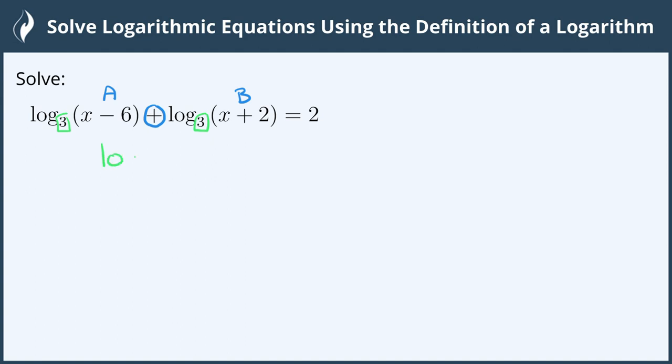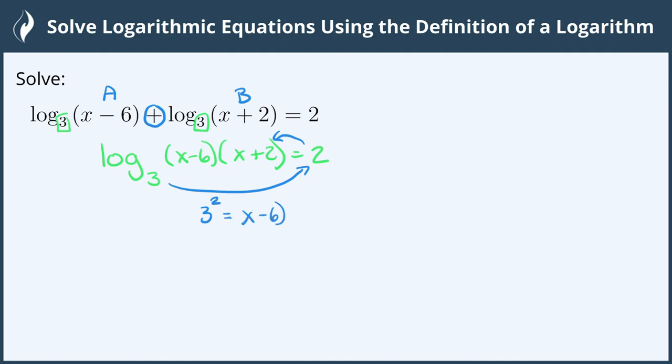So this can be combined to be log base 3 of A, in this case x minus 6, times B, which is x plus 2, and this equals 2. We have two options. We can use the definition of a logarithm and rewrite this now, or we can multiply the x minus 6 and x plus 2 first and then rewrite it. I'm going to choose to use the mnemonic and rewrite this. So we end up with 3 to the exponent of 2 equals x minus 6 times x plus 2.